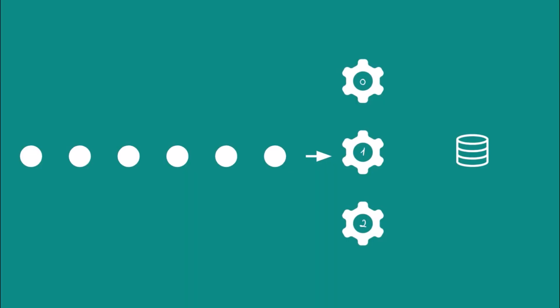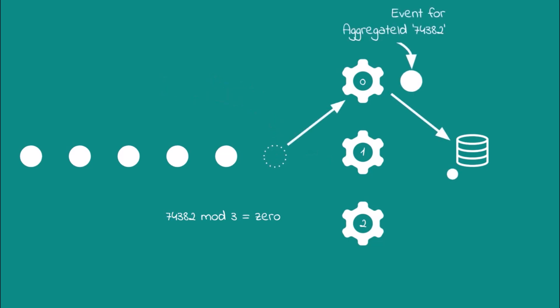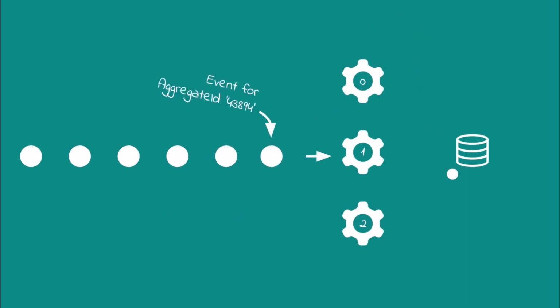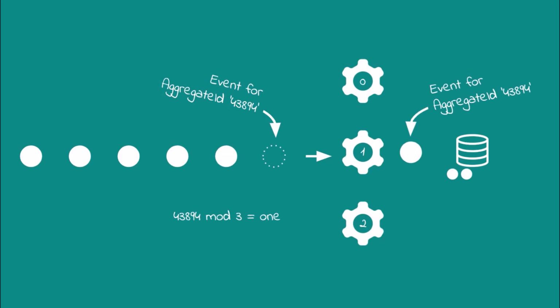Say we've got a stream of events coming in, and I've scaled up to 3 projectors, ID'd 0, 1, and 2. When each looks at the event stream, they check first the aggregate ID. Then they use the modulo operator by the total number of projectors to determine if they need to handle the event or whether it will be handled by one of their siblings. In this case, aggregate ID 74382 mod 3 is 0, and so it's the first projector that handles the event. The next event for aggregate ID 43894 mod 3 is 1, and so that's handled by the second projector.